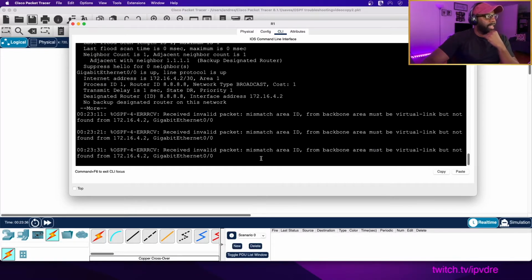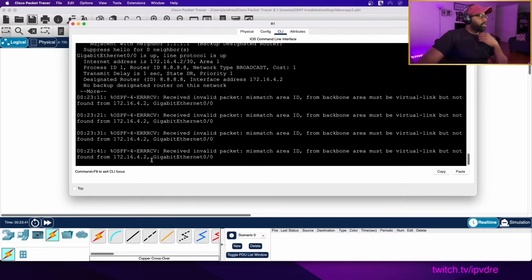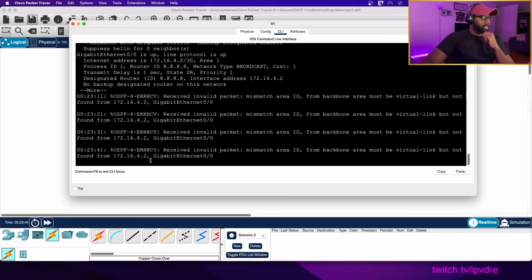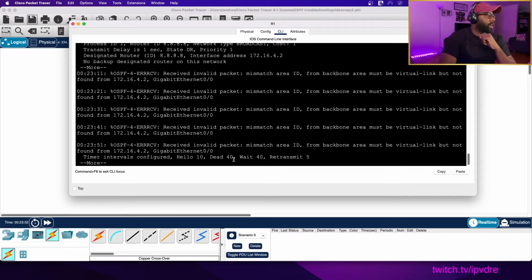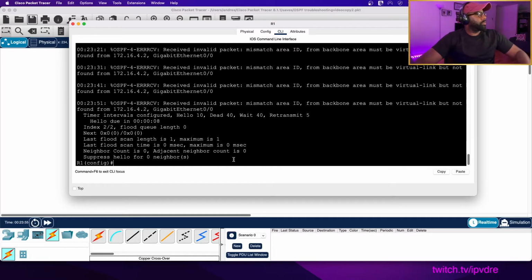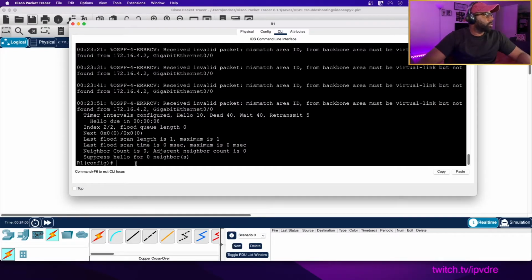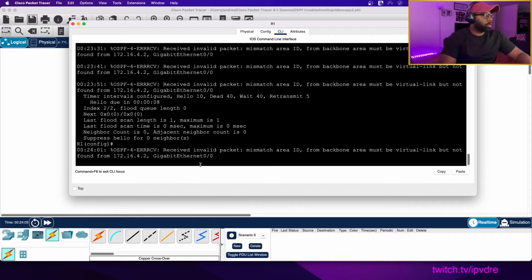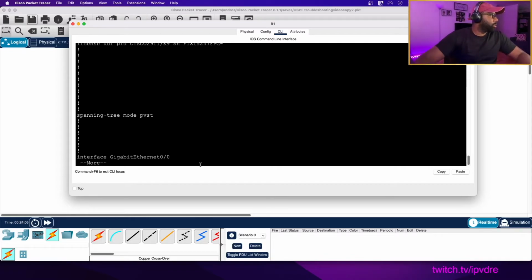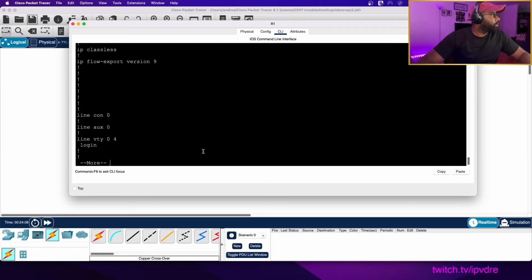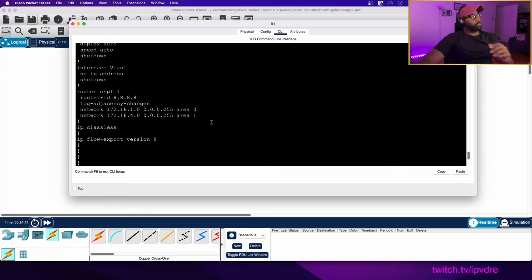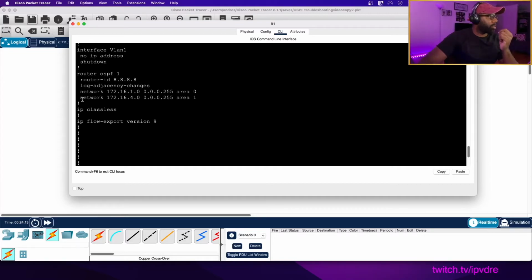Received an invalid packet, mismatch area ID from backbone area, must be virtual link, but not found from 172.16.4.2. Excuse me. So there we have that, right? So this is telling us that something is up. So what is up with this? Do show run. Oh, that's what we have here, right? We have an area mismatch.